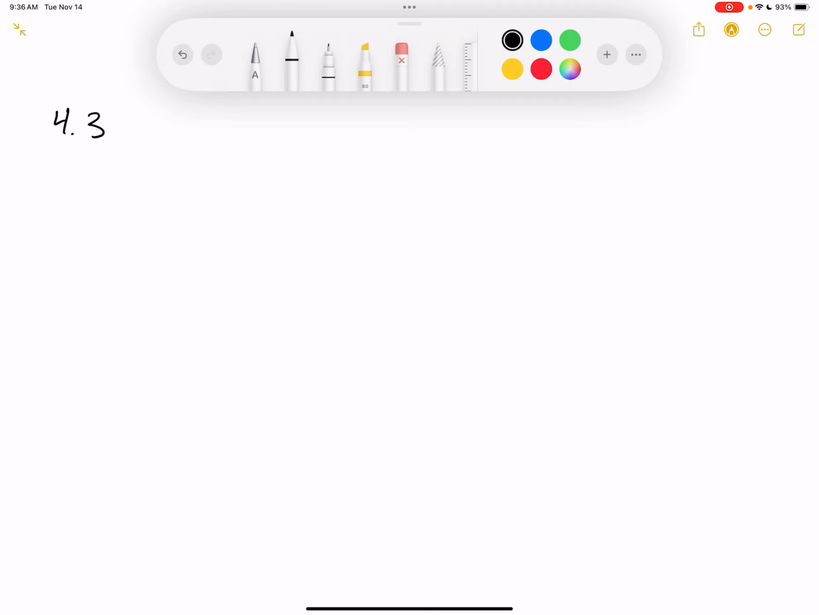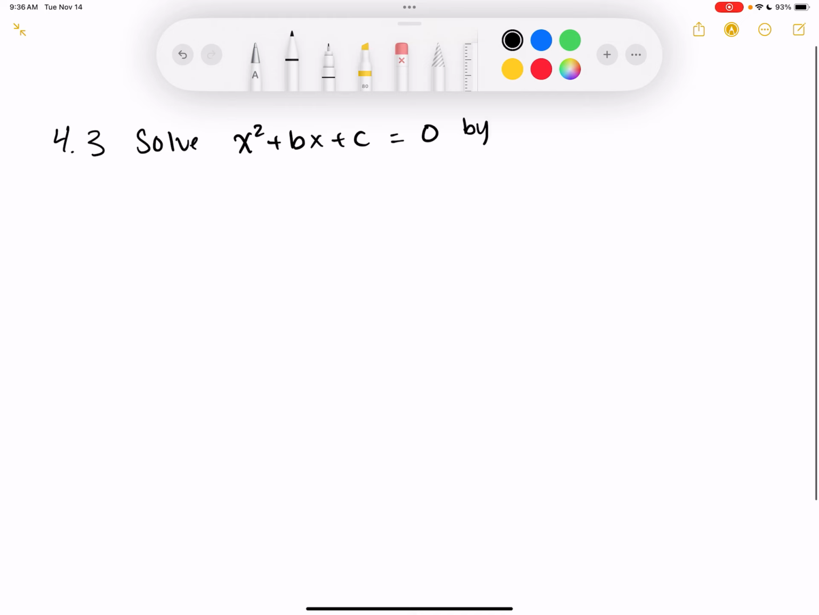4.3, solve x squared plus bx plus c is equal to 0 by factoring. Okay, it doesn't necessarily have to be equal to 0, but if it's equal to 0, that just means we need to actually solve it. Now, the problems we're doing will only have a 1 in front of x squared right now. 4.4 is where we add in a number other than 1 in front, which requires more steps.